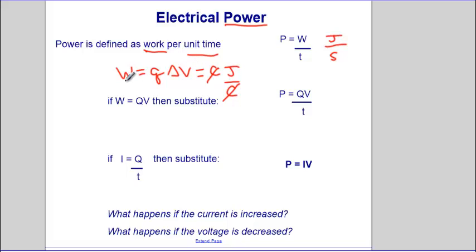If we do QV divided by T, we get power as work over time. Q over T is I. So electrical power can be computed by taking the product of the current, I, times the potential difference, V, voltage. If you increase the current, you'll increase the power output. If you increase the voltage, again, you'll increase the power output. You'll get more energy out every second.